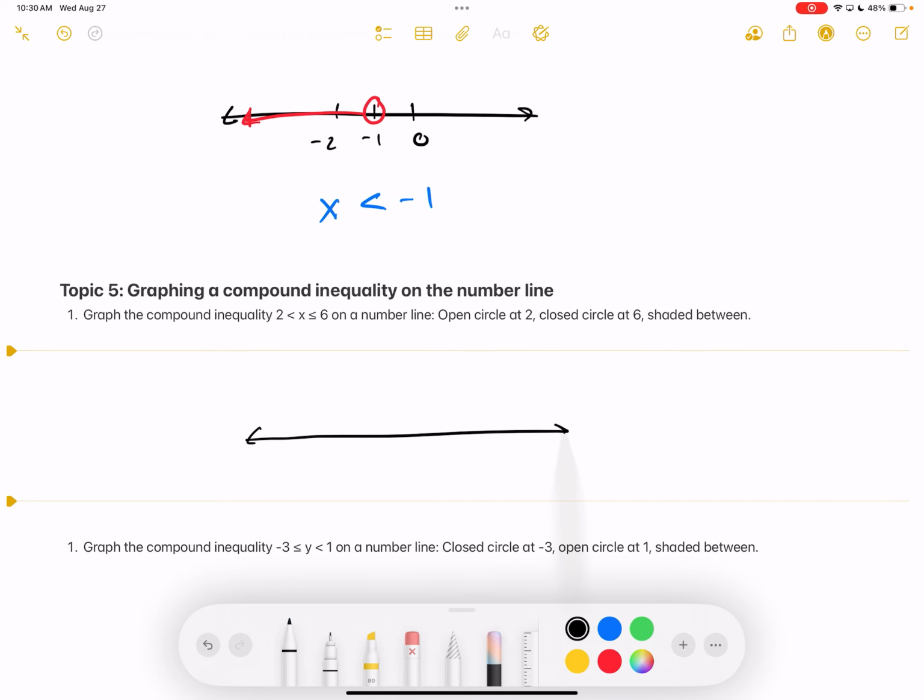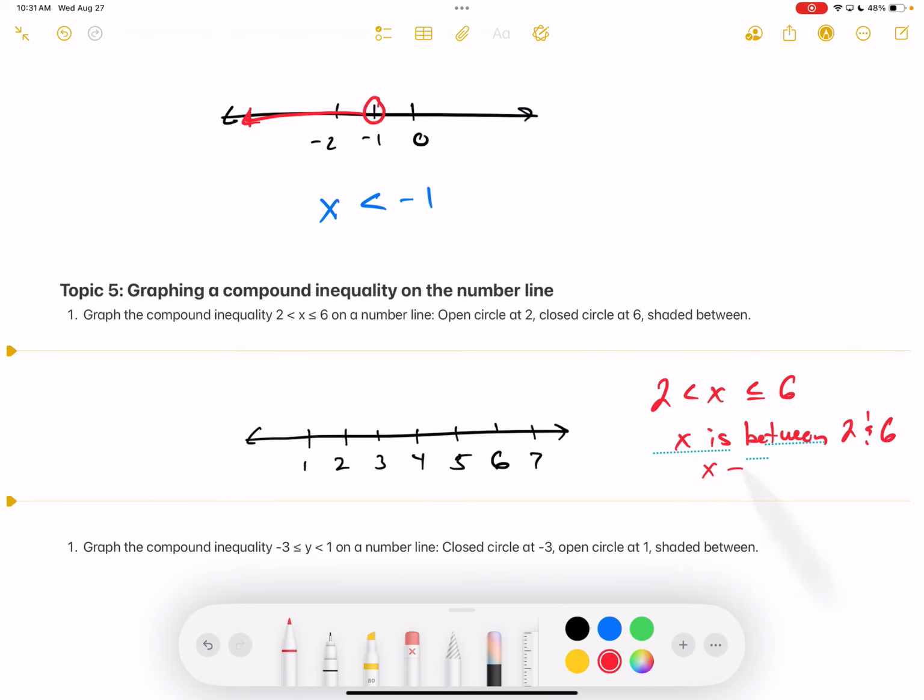This one is called a compound inequality. It says graph the compound inequality 2 is less than x is less than or equal to 6. So 2 is less than x less than or equal to 6. This is x is between 2 and 6. X cannot equal 2, but x can equal 6, okay?